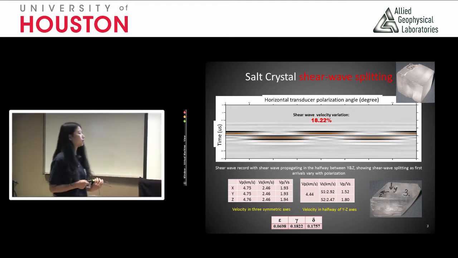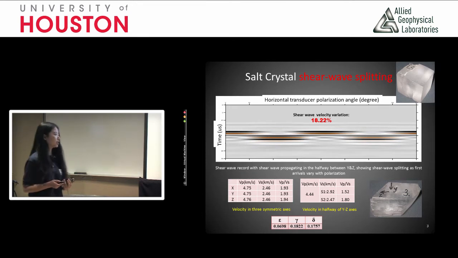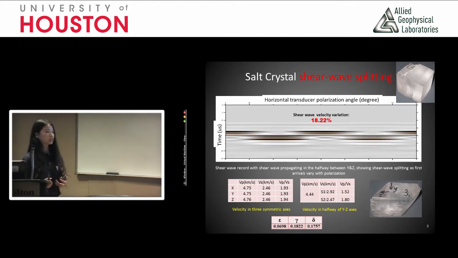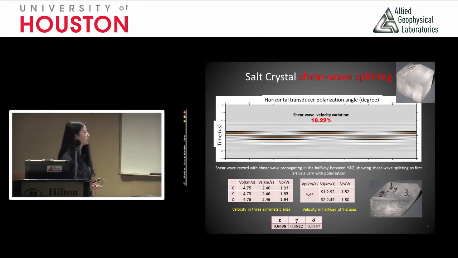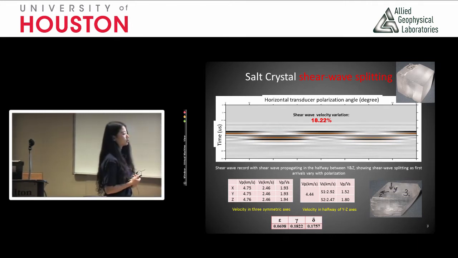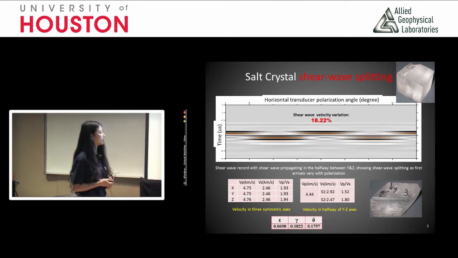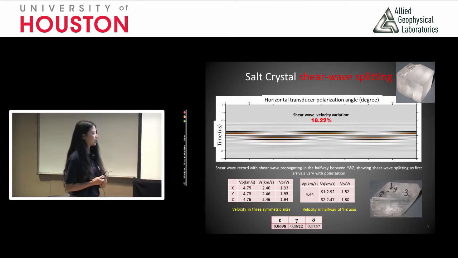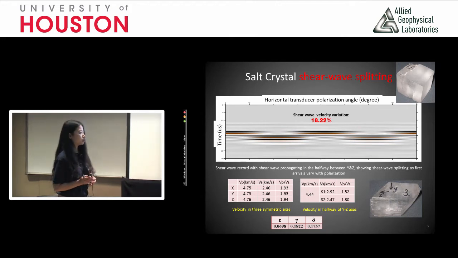We can see from this first arrival, across 0 to 360 degrees of polarization, the shear wave splitting is very prominent here, and we have over 18% of shear wave velocity splitting. If you're interested in how we conducted this measurement, we can talk after the presentation. But generally, I'm showing the result here. For these symmetry axes, the velocities are consistent for both P and shear waves, and we have very prominent shear wave splitting halfway between two symmetry axes.